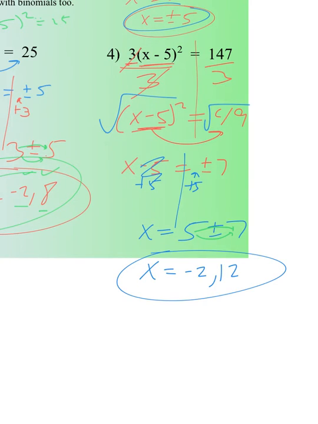I could double check them as well. I put -2 in up here for x. -2 minus 5 gives me -7. -7 squared would be positive 49, and that times 3, yep, gives me 147. 12 minus 5 gives me 7. 7 squared is also 49. Times 3 gives me 147. Yes, they both check out. They both work.